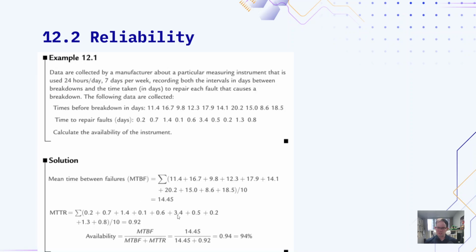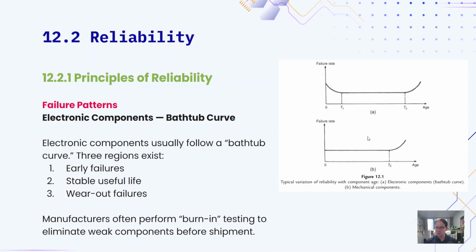Now, the worst situation would be if something is 70% available. Like 30% of the time you can't use it. That's not dependable at all. Okay. Or not reliable at all. That's the key word, I guess.